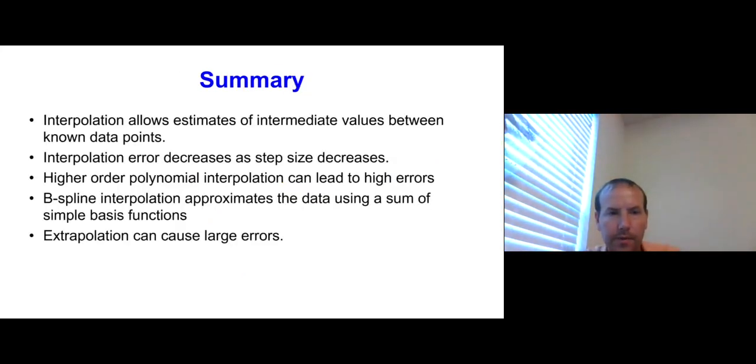So in this section, we've looked at how interpolation allows estimates of intermediate values between known data points, that interpolation error decreases as the step size decreases because it gets easier and easier to interpolate, that higher order polynomials, while they can still make sure that it goes through the data points, can also lead to high errors, especially when you're extrapolating. And finally, that B-spline interpolation approximates the function using a sum of simple basis functions and gives piecewise linear interpolations of your function.